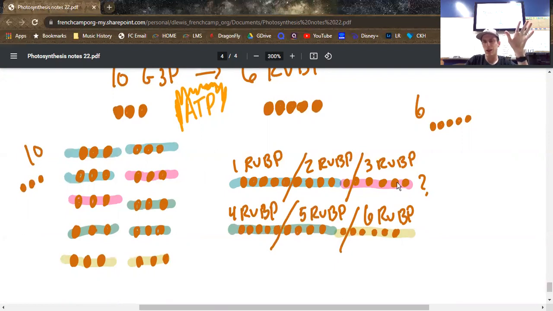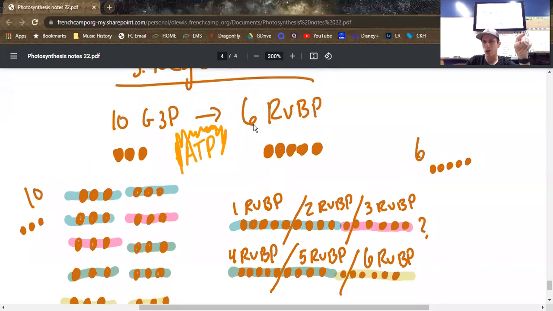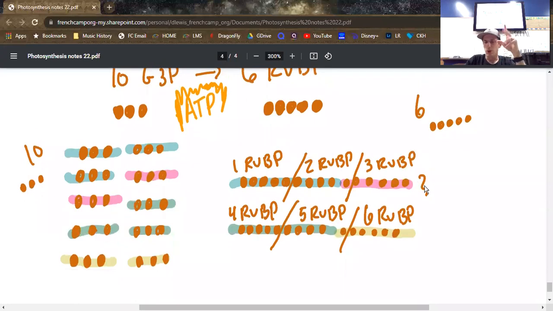We have 10 total carbons here. Split those 10 in half, you get 5 and 5. There's the second and third RuBP made. So now we've made 3 of the 6 that we need to make. Put a question mark here because once we do that, in this instance, we split this and had some left over. Here we don't have any left over.